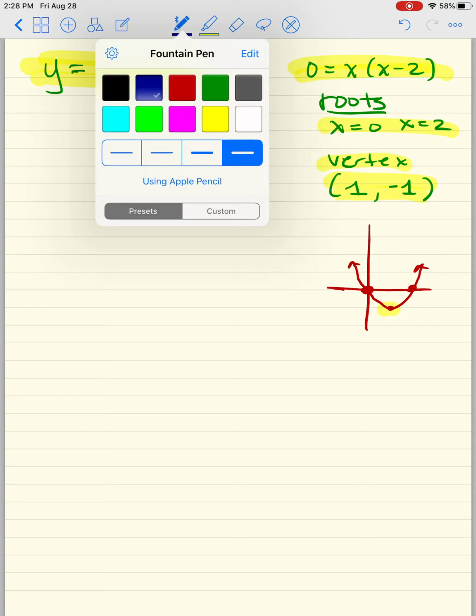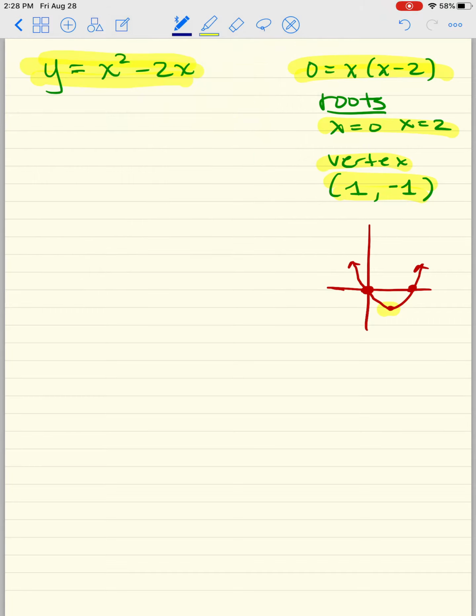If I were just to ask you, without using any calculus, where the function was increasing and decreasing, you would say, oh, it's decreasing all the way until (1, -1). So it's decreasing from negative infinity to 1. And then it's increasing from 1 to positive infinity, okay? And this point here is called a minimum, okay?